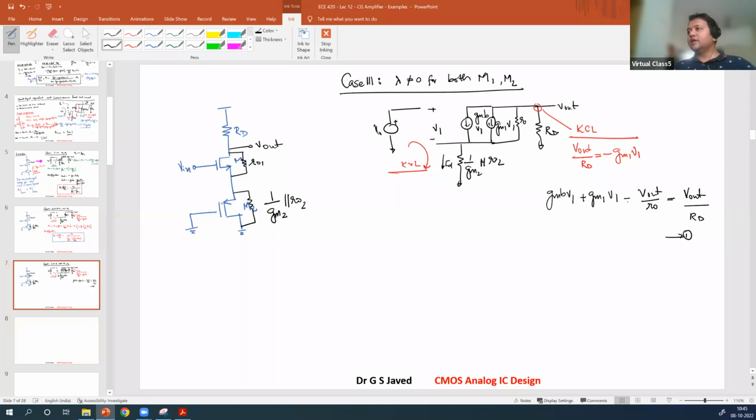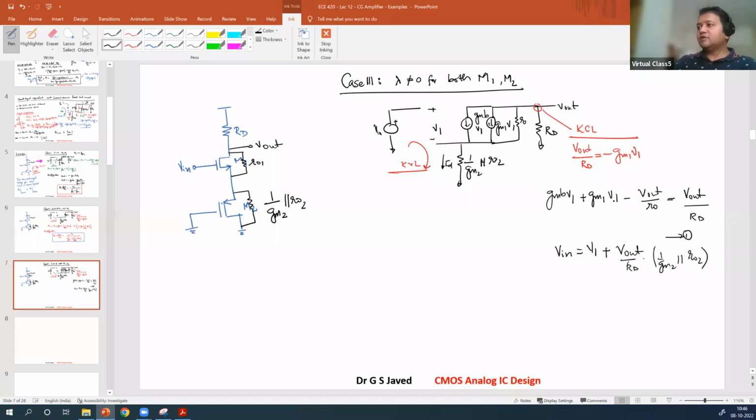Now what will be the second equation? You will have KVL also applied here. So V is equal to V1 plus, what is the current flowing? The current flowing is the sum of all the currents, V out by RD times 1 over GM2 in parallel with RO2. So you'll have to simplify.